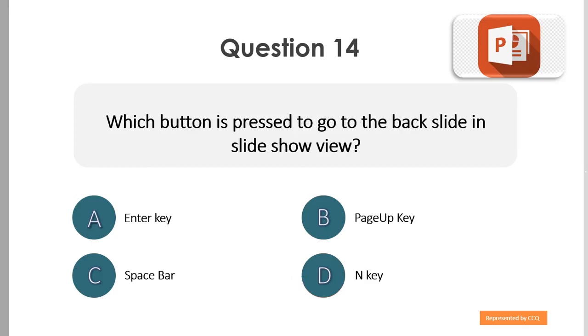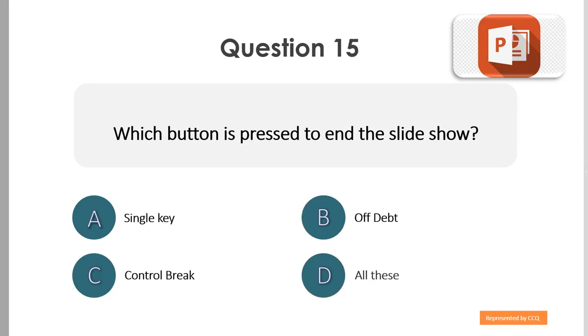So 15 question is which button is pressed to go to the back slide in slideshow view? स्लाइड शो व्यू के पीछे की स्लाइड पर जाने के लिए कौन सा बटन प्रेस करते हैं? So enter key, page up key या space bar या N key. So the correct answer is page up key. B option is correct.